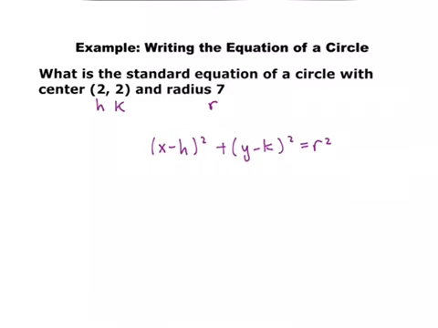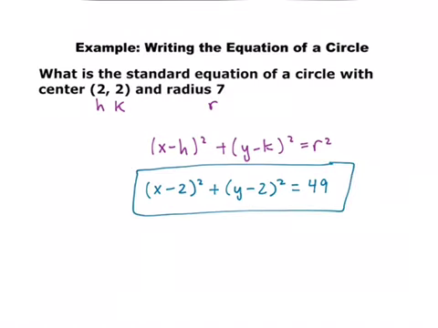So we're going to go ahead and plug in what we know. Well, we know h and k, so we're going to have x minus 2 squared plus y minus 2 squared equals your radius squared. And for the radius squared, we can go ahead and multiply this out. So 7 squared would be 49. So this becomes your equation of the circle in standard form.